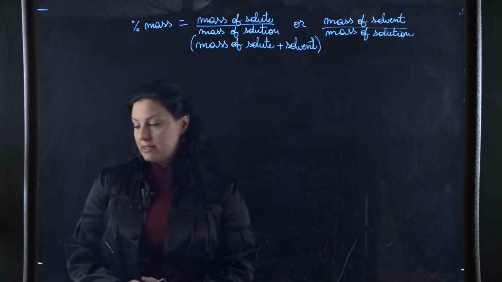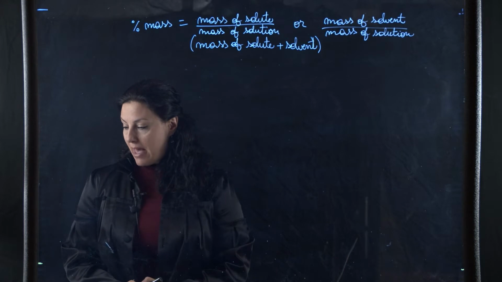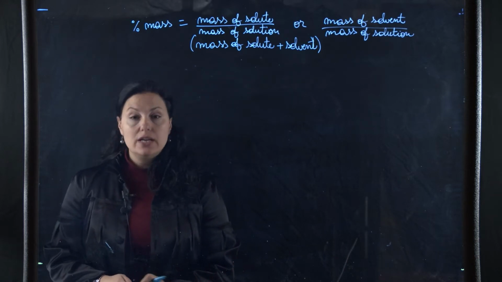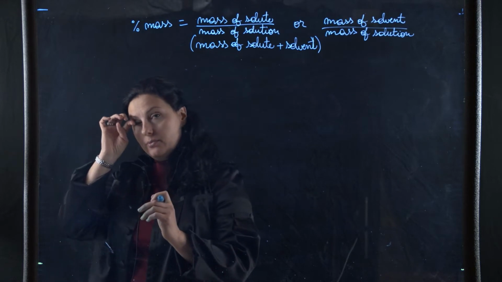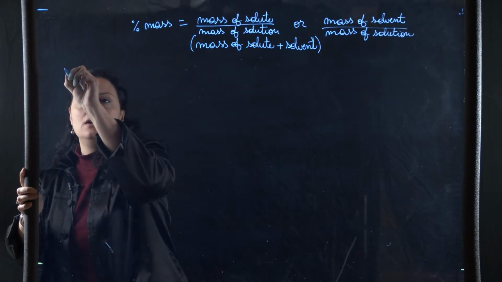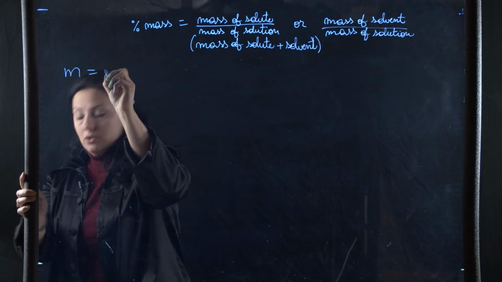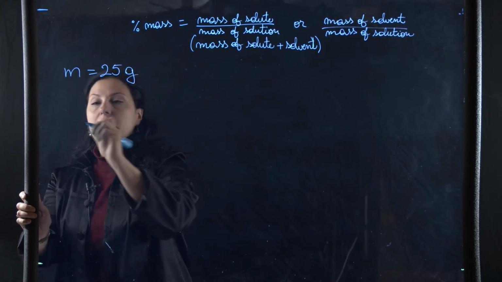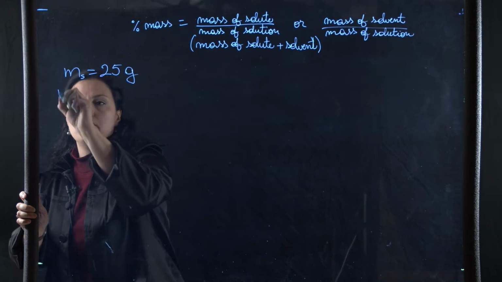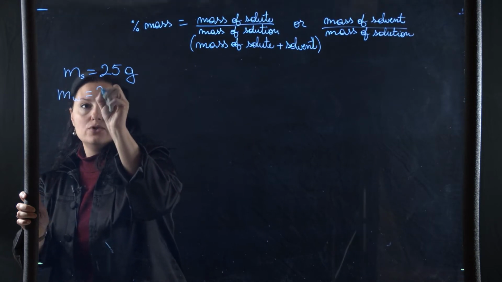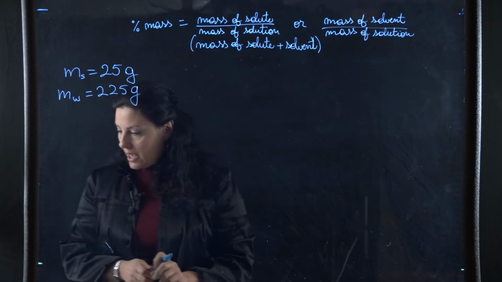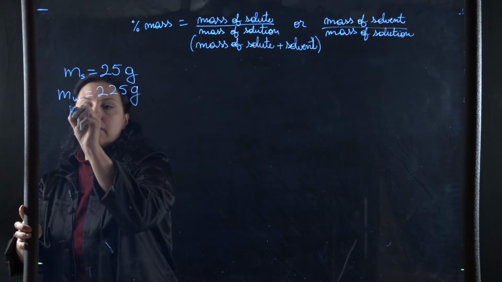Problem 3 states, what is the percent by mass of a solution made by dissolving 25 grams of sugar in 225 grams of water? So I have a mass of sugar, 25 grams, and a mass of water of 225 grams. And I'm asked to find the percent by mass of the solution.